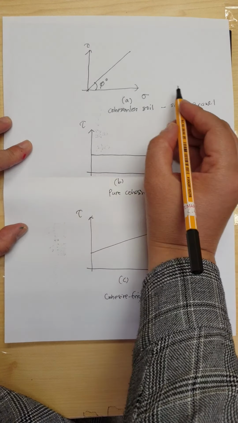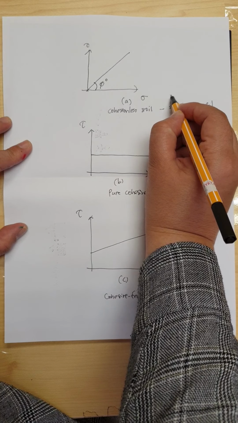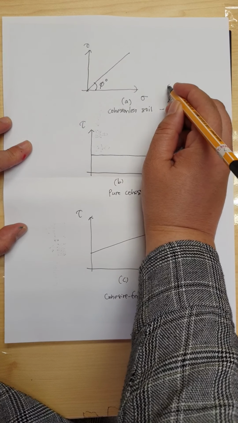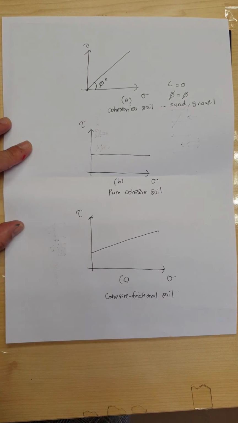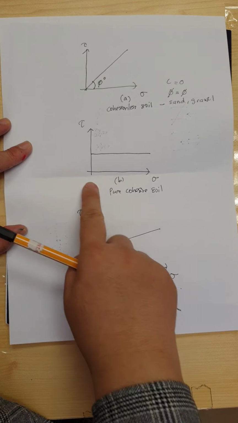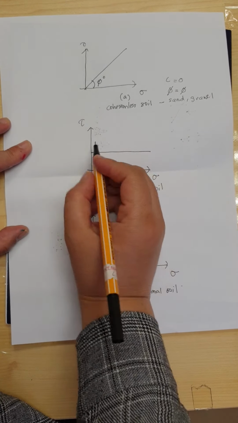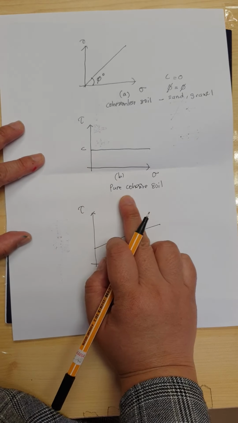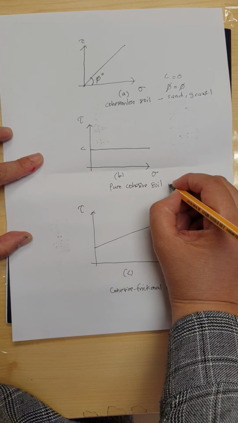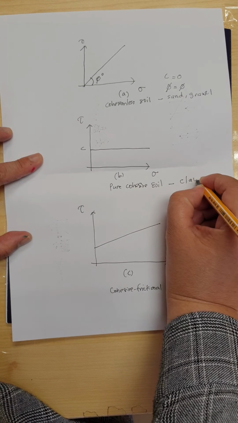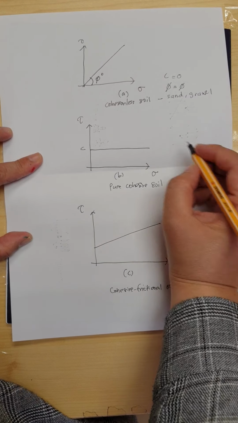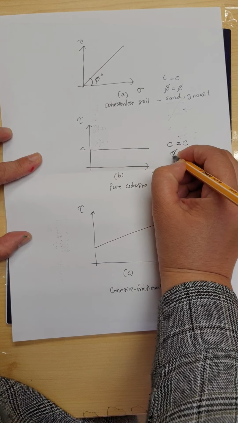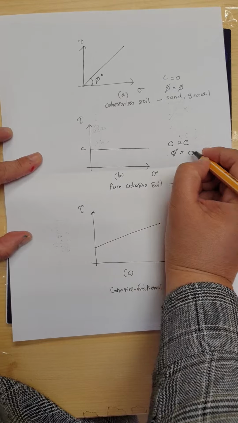What is considered here is only the value of phi, without any value of c. The c value is 0. Then if you have this type of expression, where this is the c value, this is the characteristic of pure cohesive soil. The type of cohesive soil is clay. The strength parameter you want to find is c, and the value of phi is equal to 0.